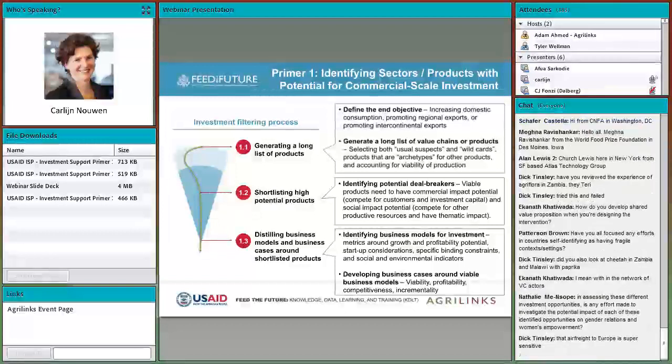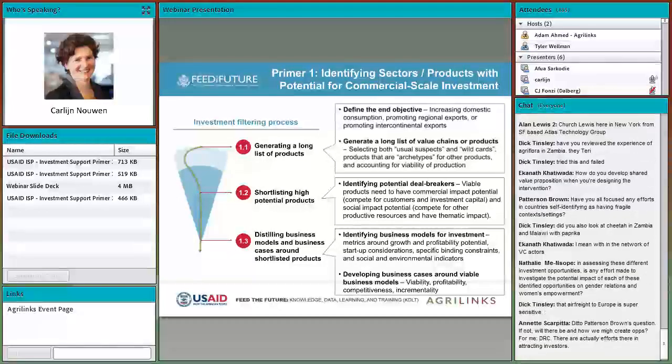So there's fundamentally three steps in selecting sectors and products, as you see here on this slide. The first is generating a long list of products, then shortlisting high potential products slash sectors, and then distilling business models and business cases around shortlisted products.